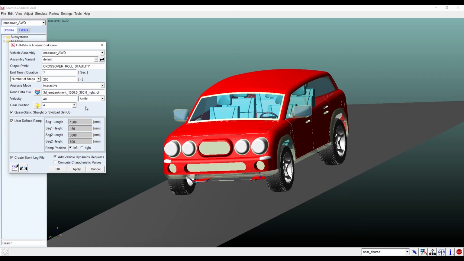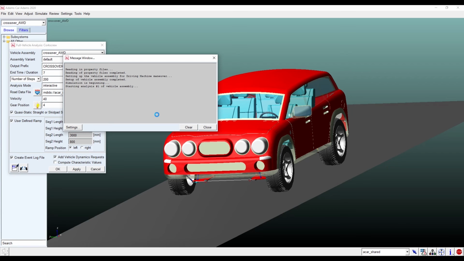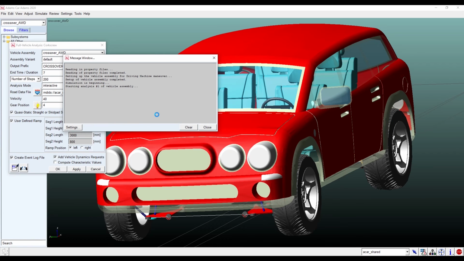The ramp rollover test is performed on the crash track. During the test, the vehicle drives with one side of the car over a ramp. Different ramp types are used to realize roll and no roll events.